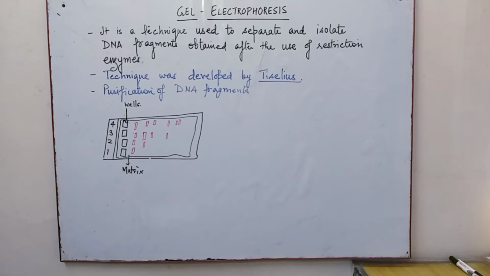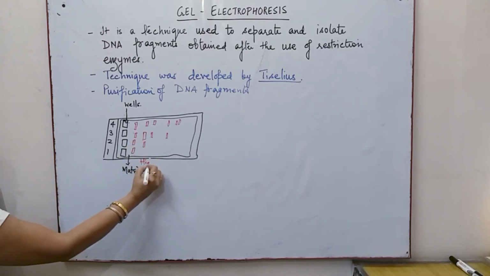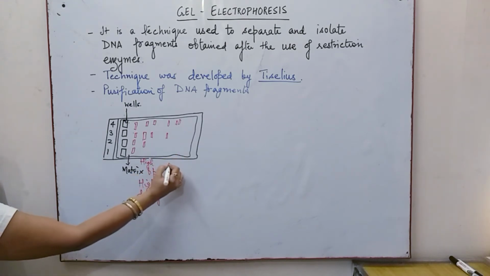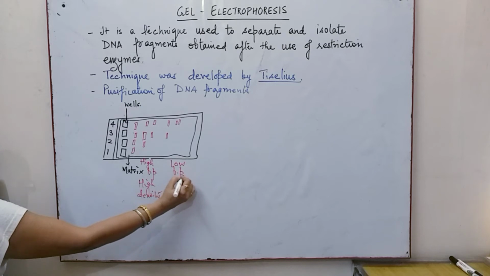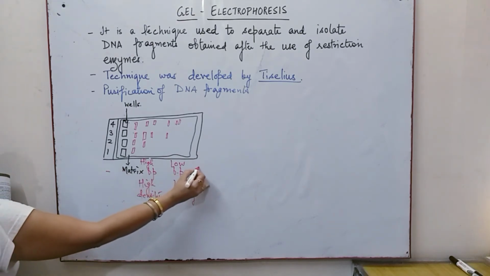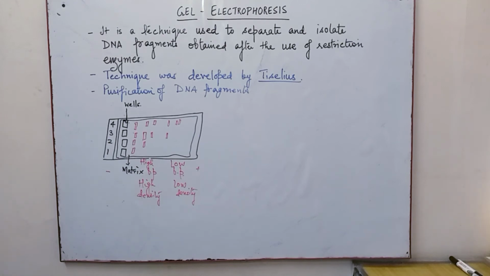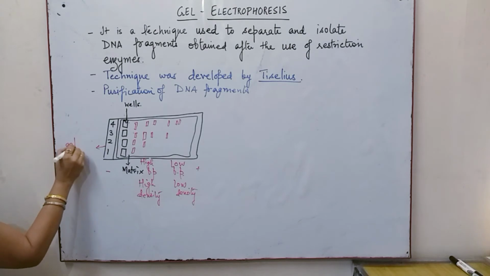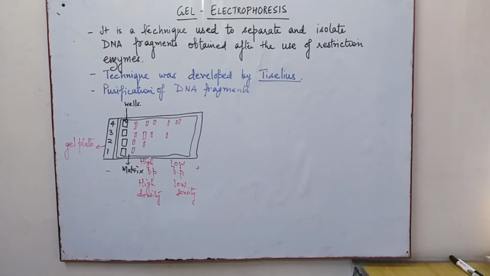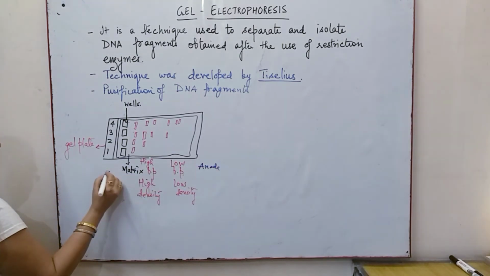When we are trying to understand, this is towards the high base pairs, that means high density, and these are of low base pair, low density. And this is the negative side, this will be the positive side, that is the anode, and this is the gel plate. Over here in this technique, since the DNA molecules are negatively charged molecules, they can be separated by making them move towards the anode. So this end is the anode and this end will be the cathode.